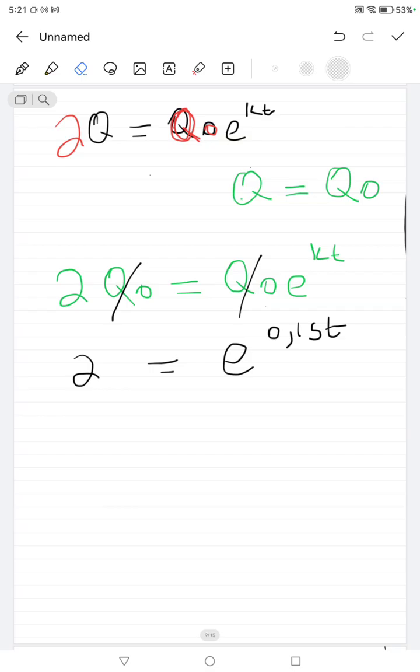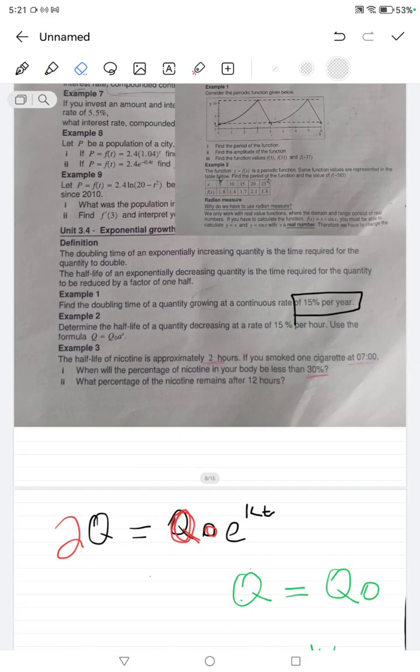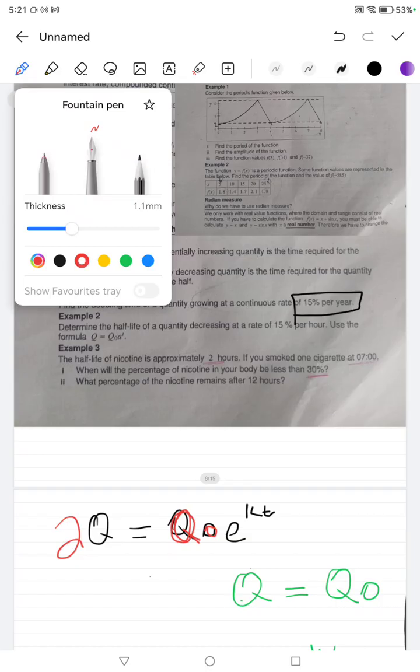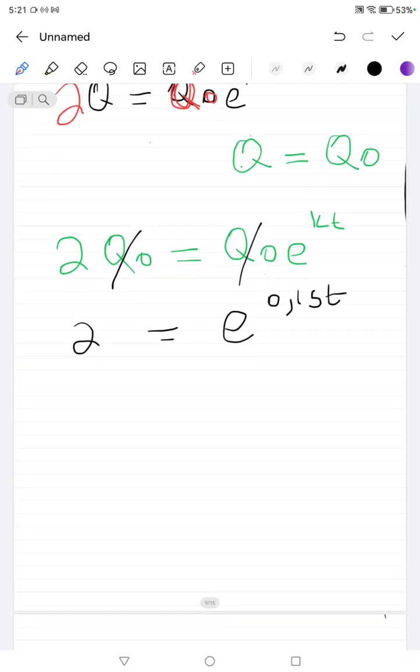Because now what are we supposed to find actually here? Here it seems like they're interested in the t, which is your time. So they're saying find the doubling time. Hence, we're working to find the t.